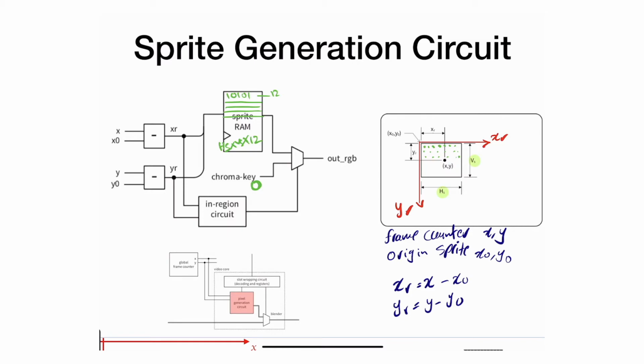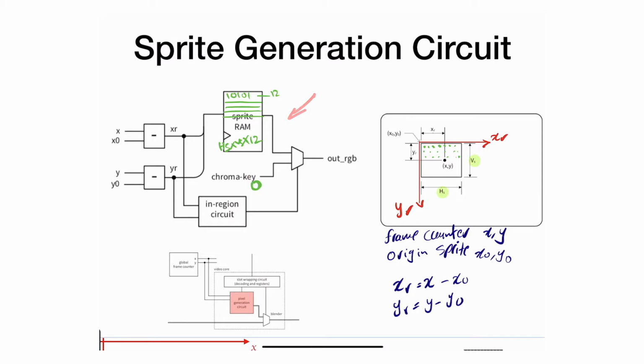And how does it really work? It's really straightforward. It says, okay, I know what XR is and I know what YR is. Let's take a look in here. If XR is between 0 and H of S, and at the same time YR is between 0 and V of S, that means I am within that sprite core. That means you have to read that particular value from the RAM, not from the chroma key. That's how that decoding circuit works, and that's how the sprite generation circuit actually works.